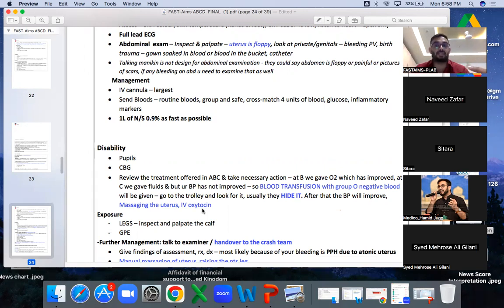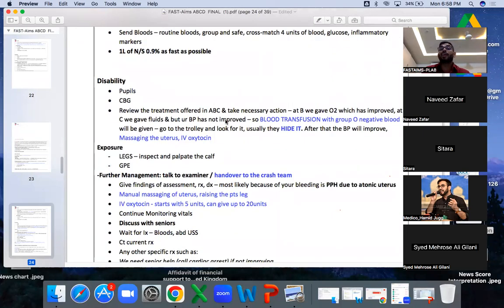After managing the patient and relieving the emergency, for example, when his blood pressure is normal, the patient will start talking. Then you need to keep in mind that you need to give the uterine massage and you need to give her oxygen, okay? In this scenario, there is one more question, and that is already given over there. Hand over to the crash team is written over there.